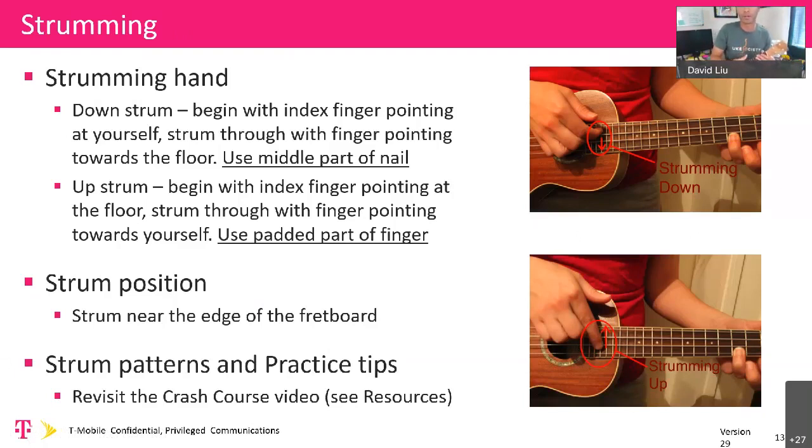And on an up strum, you use the padded part of your index finger. And you start with pointing at the floor. And when you finish, you should be pointing at yourself. That's an up strum. So we'll be doing a combination of the down and up strum to learn the Calypso. And the strum position, we usually strum right at the edge of the fretboard.